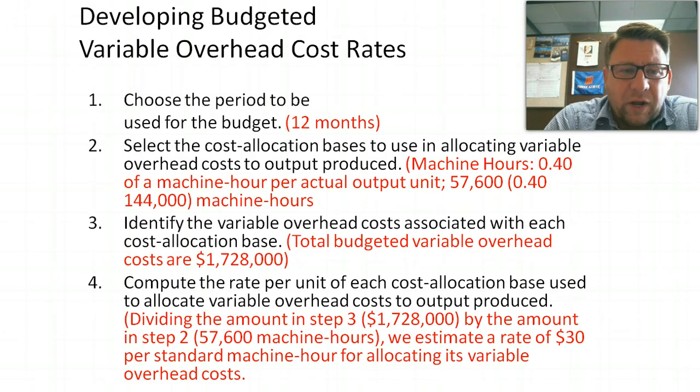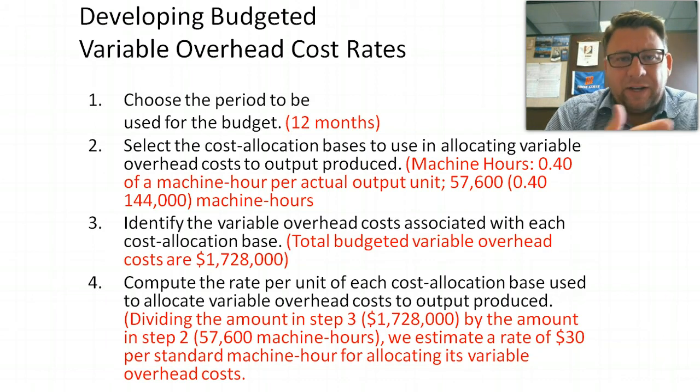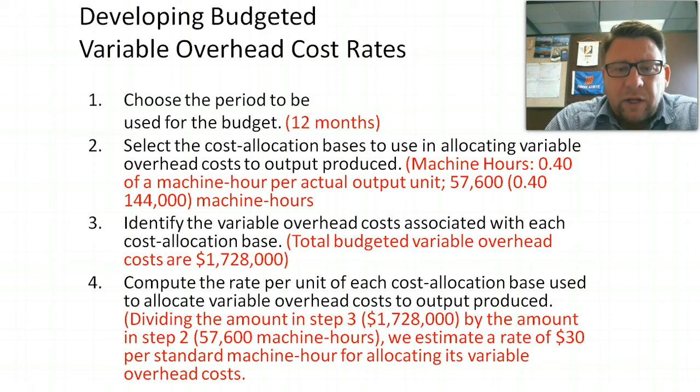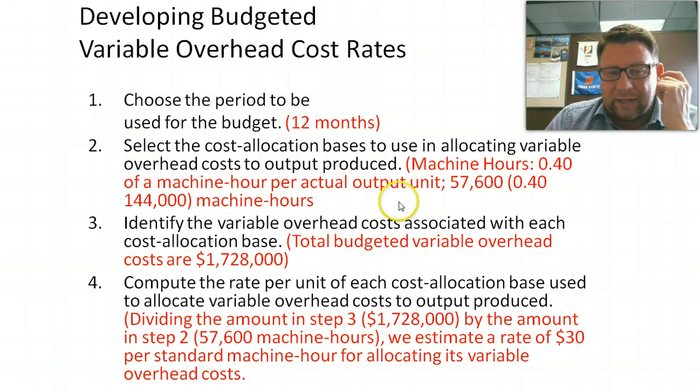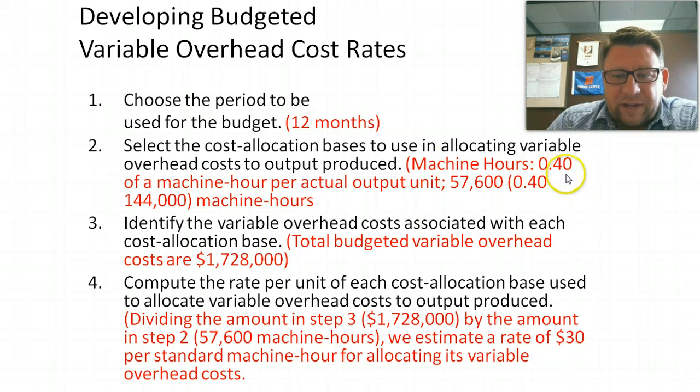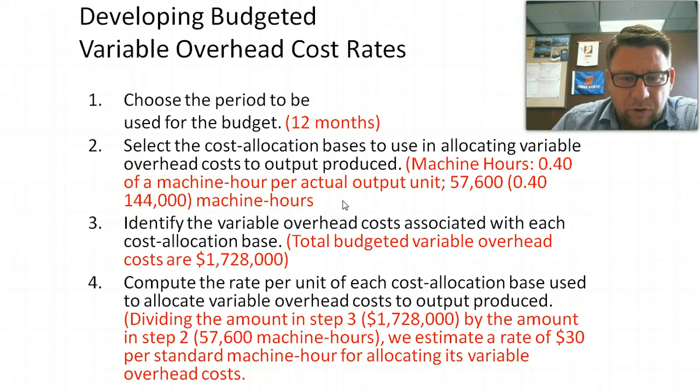So I want to start with the process of how we develop these variable overhead rates. And then I've used some specific information related to the examples that we've worked in, a continuation of the examples we've worked in previous podcasts. So we choose a budget period, in this case 12 months. We select a cost allocation basis. In this case, we'll do machine hours. And the information in this example is it's 0.4 machine hours per actual output, so per unit.